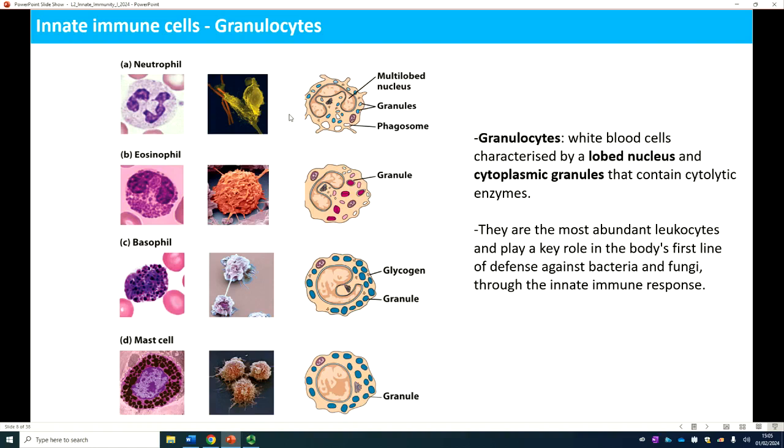Granulocytes are obviously white blood cells. They tend to have these lobed nuclei, as you can see here, and they're also packed full with these cytoplasmic granules that contain cytolytic enzymes. Now, this class of leukocytes is one of the most abundant in the body. If you remember back to that blood smear that we looked at, you can see some of these different classes within that. And they really do play a key role in the first line defense of the body in terms of protecting us against bacteria and various pathogens. So we'll run through these one at a time.